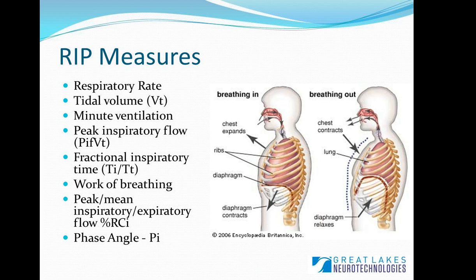Fractional inspiratory time is the ratio of inspiration to total breath time, and there are several other parameters beyond what I have mentioned here: work of breathing, peak and mean inspiratory and expiratory flow, phase angle. All of these are appropriate for several different applications, and if you have questions specifically about them or how they're used, feel free to ask those at the end of the presentation. I'd be happy to go into some more detail about those for you.